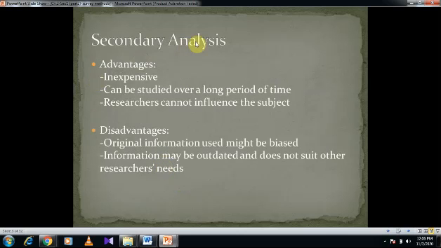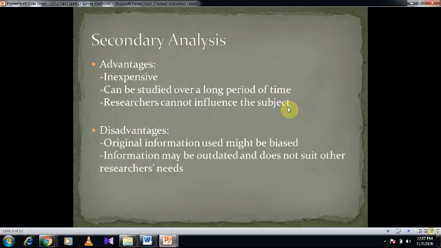The advantages of this type of method or analysis is that it's inexpensive. The data is already collected and we use these pre-collected data. It can be studied over a long period of time. The data is already available. We can use it and no one needs it. It's available for everyone. Researchers cannot influence the subject.